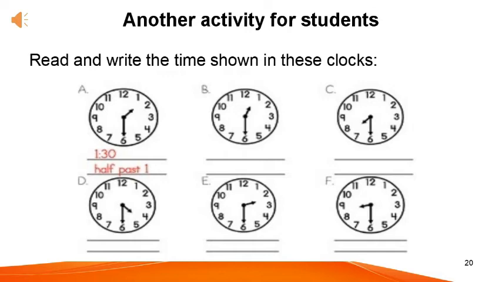In the fourth clock, the minute hand is at 6 and the hour hand is between 4 and 5. In the fifth clock, the minute hand is at 6 and the hour hand is between 2 and 3. In the last clock, the minute hand is at 6 and the hour hand is between 8 and 9.